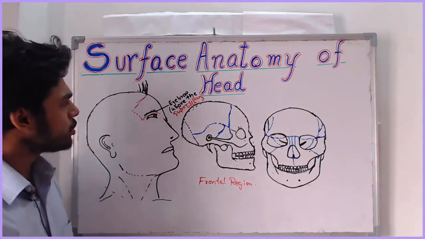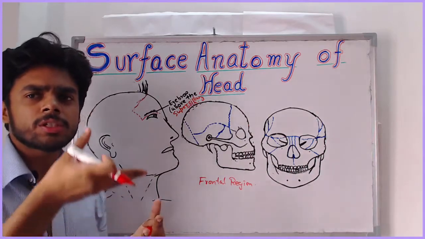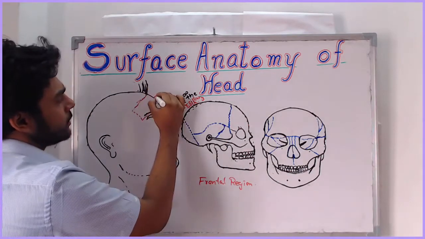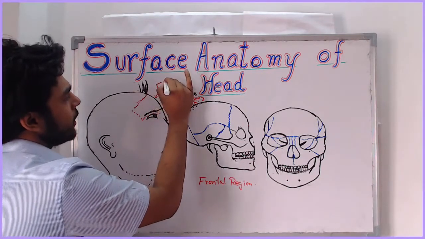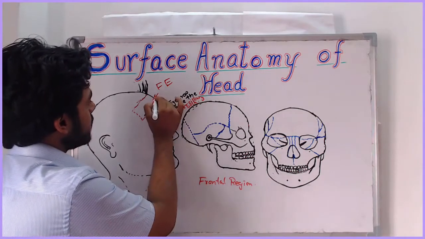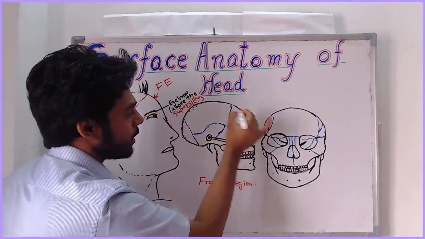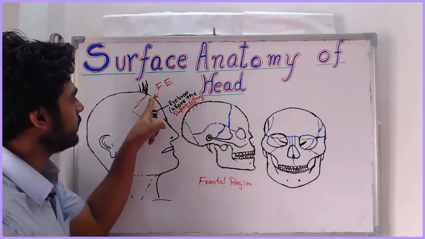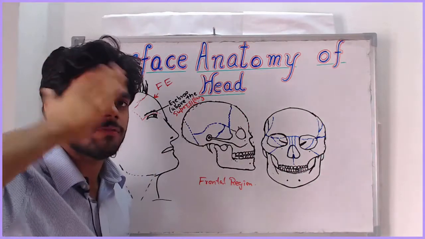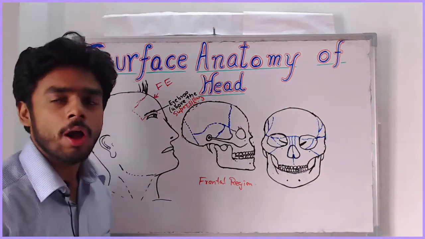Now one more structure which we see here is the frontal eminence. Eminence means something which is protruding slightly. This is the frontal eminence. You can mark it in your diagram. It is associated with the frontal eminence of the frontal bone. Here you can feel that something is elevated. It's not properly flat or properly curved. There is slight elevation in this part. This is called frontal eminence.